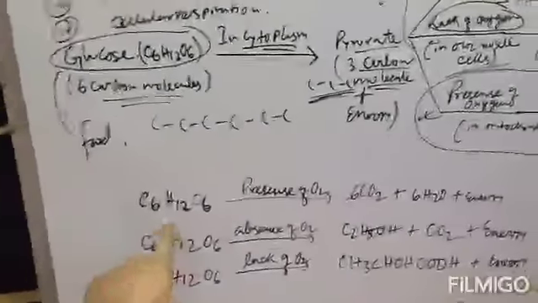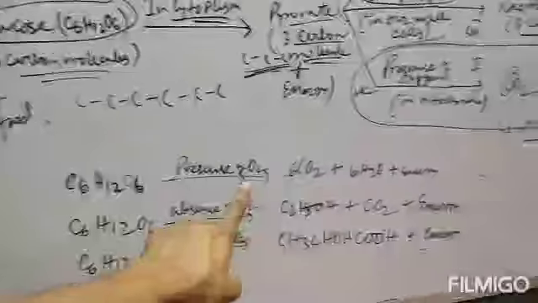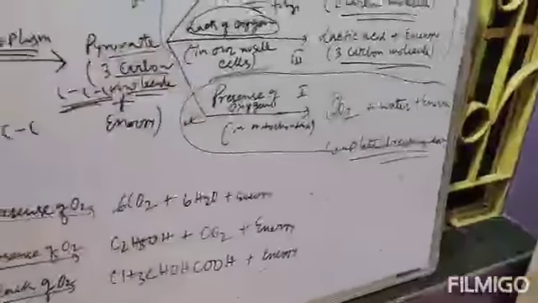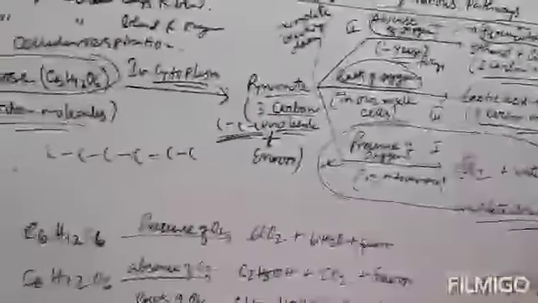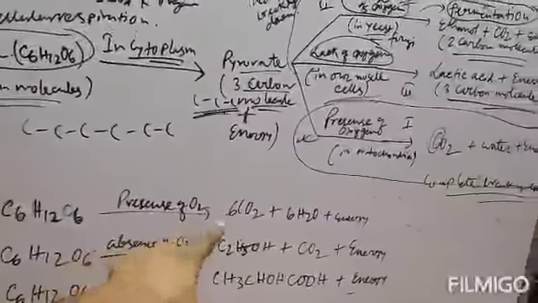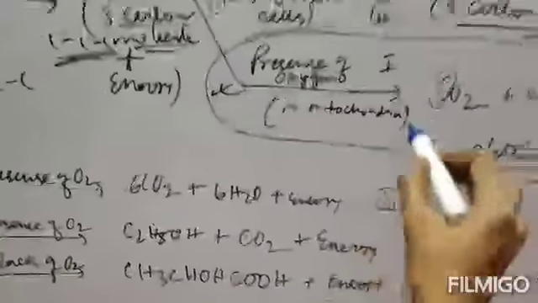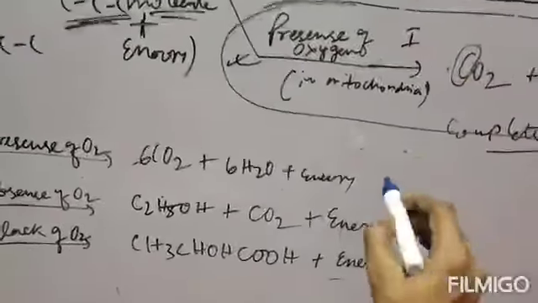This is glucose, which is a 6 carbon molecule compound. In the presence of oxygen, it breaks down into carbon dioxide, water and energy. So here complete breaking down takes place. This is the first case, in the presence of oxygen.